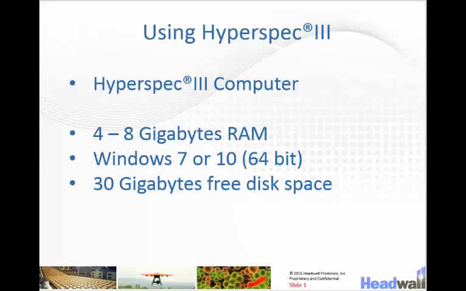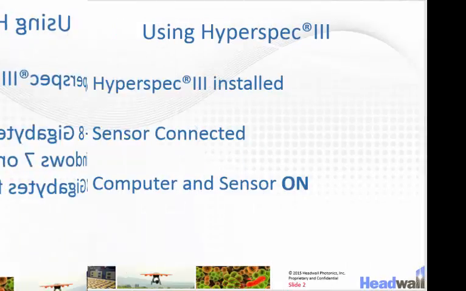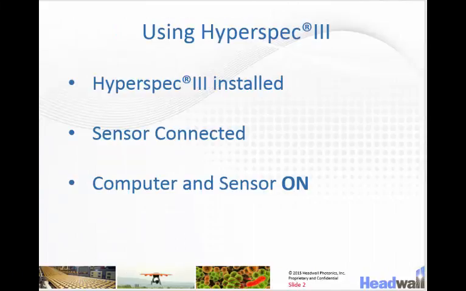Before installing Hyperspec 3, confirm that your computer is operating Windows 7 or 10, has at least 4 GB of RAM, and a minimum of 30 GB of free storage space. To use Hyperspec is very simple.